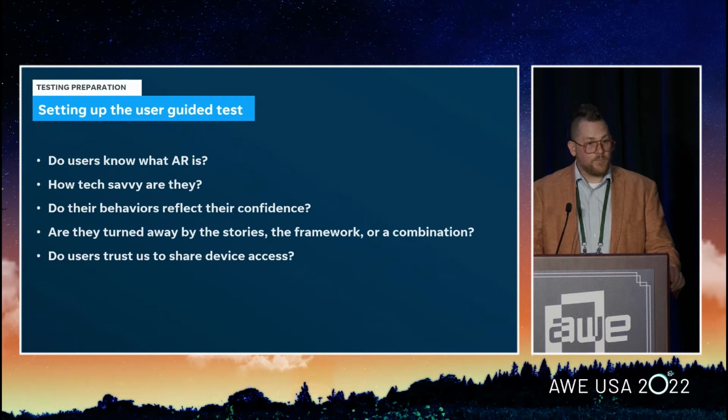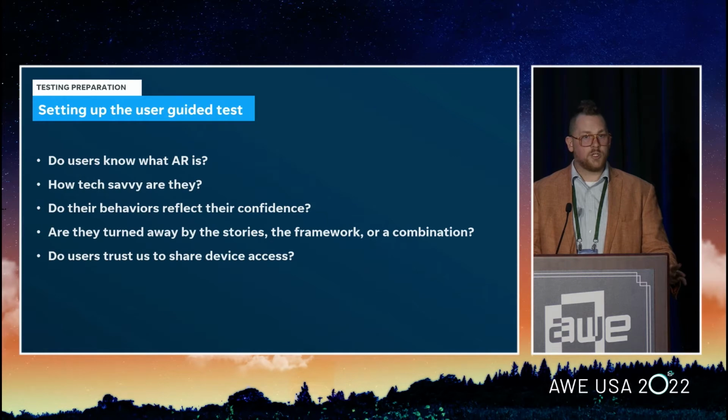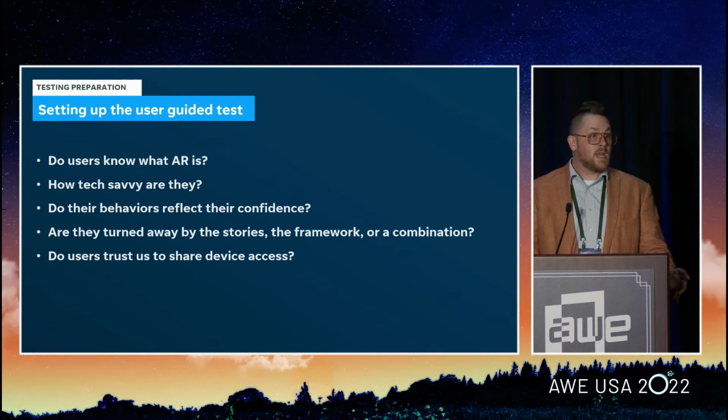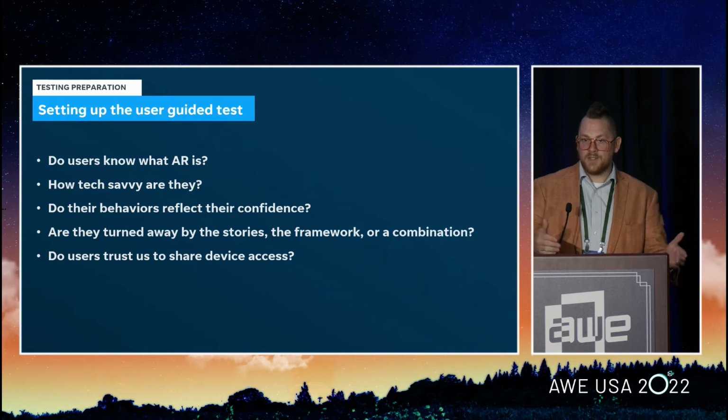So we took that and we figured out we need to get certain answers. We started with some core questions. These weren't going out to the people that we were testing, but these were things that we wanted to get answers for. So we needed to figure out how to frame these to get at the user's behavior. So we need to know exactly, do users really know what AR is? How tech savvy are they? Do their behaviors reflect their confidence? Many people who run user testing will notice when a user says, oh yeah, I completely get it, and then when you watch them do something, they don't. So it's important to get them to prove what they say.